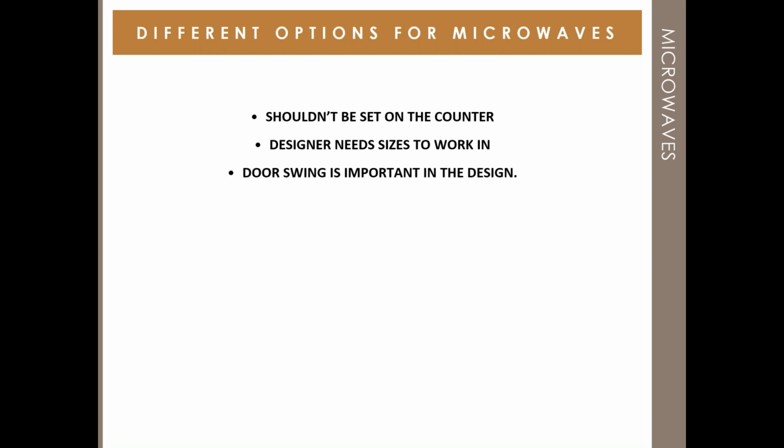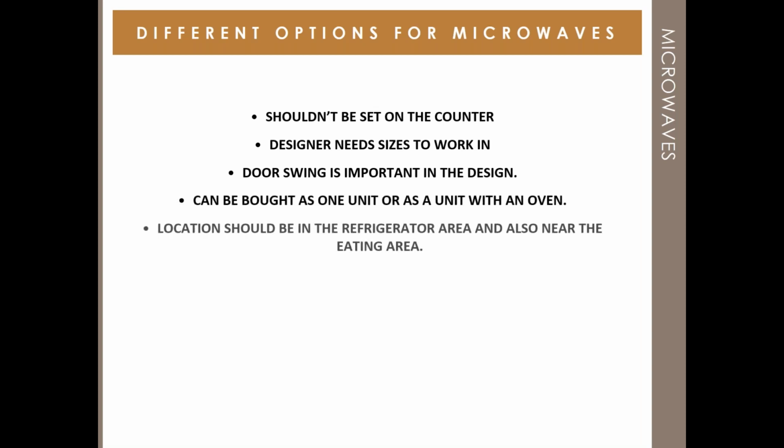Door swing is important in the design, again, for getting food in and out. You can buy it as one unit or as a unit with an oven. Location should be in the refrigerator area, also near the eating. Usually something coming out of a microwave is going to come out of the refrigerator. That goes into the microwave.